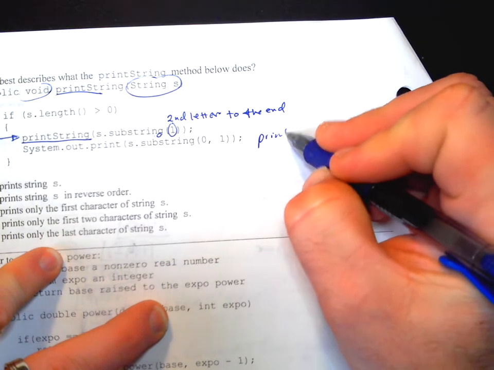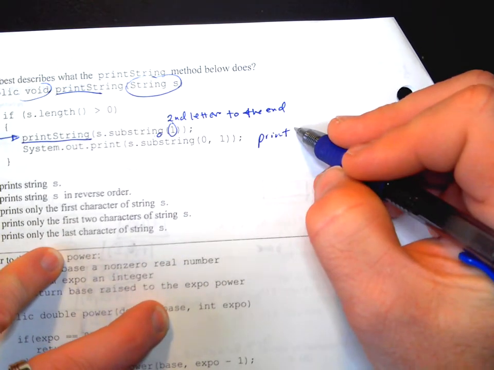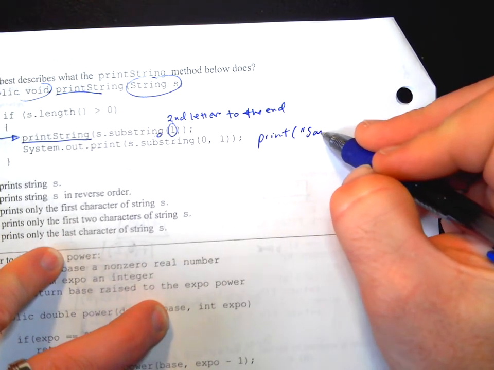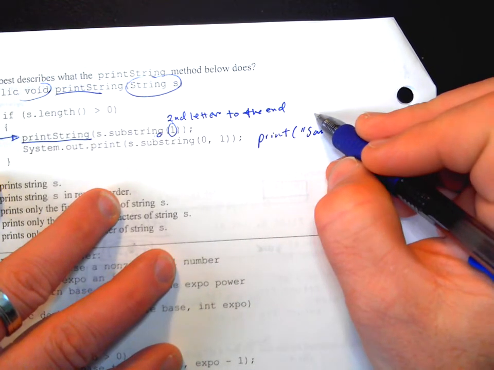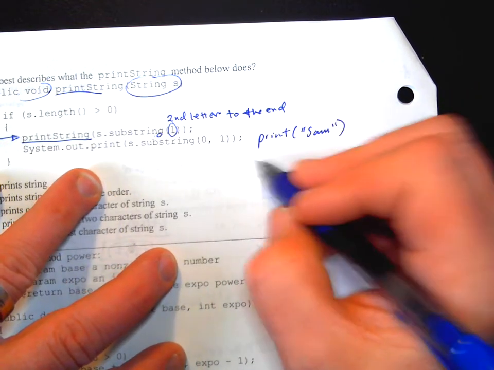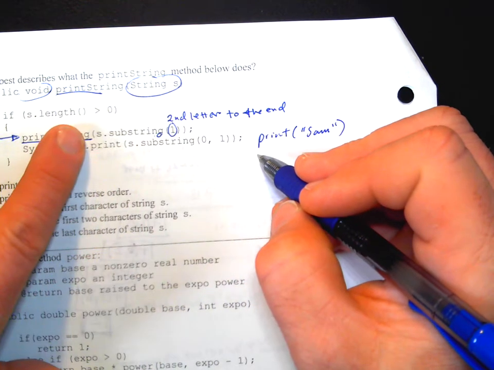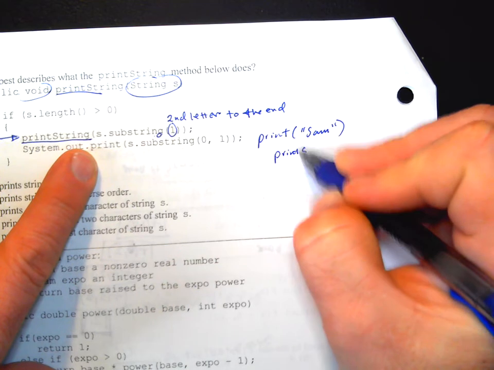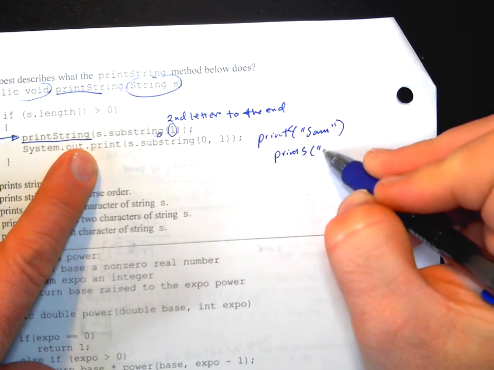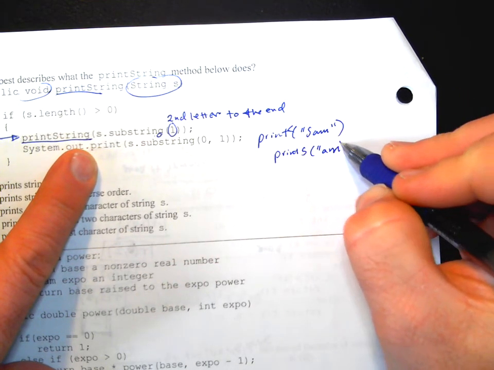I mean, if they give you one, you might try that one, but I'm going to do my name. All right, Sam. I'm going to see what it does. It says, okay, so the length of this is 3. So it says it's bigger than 0. So it's going to call print string, but it's going to just give me the second letter to the end.